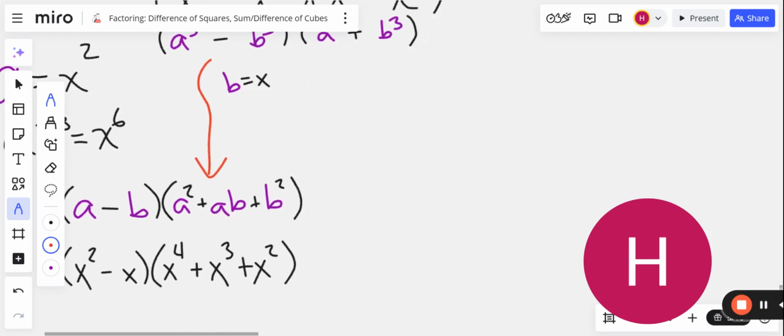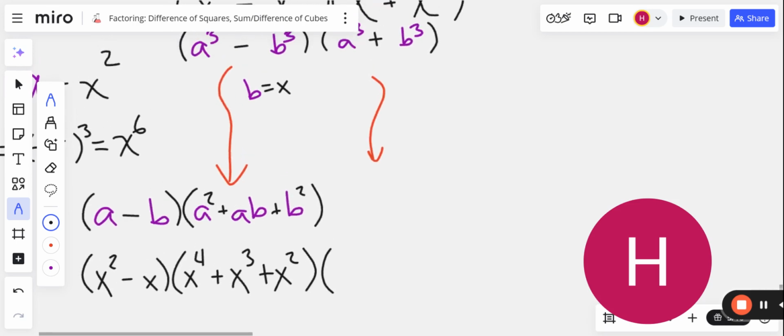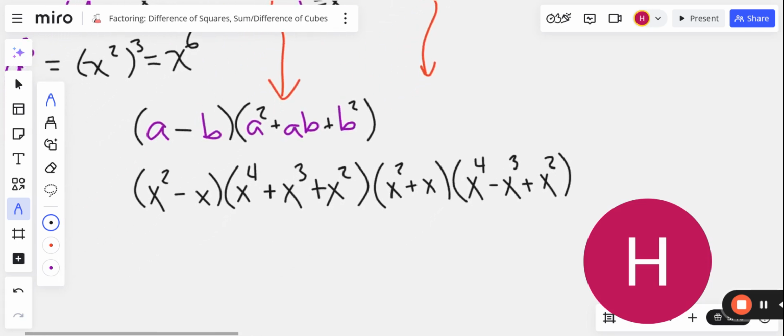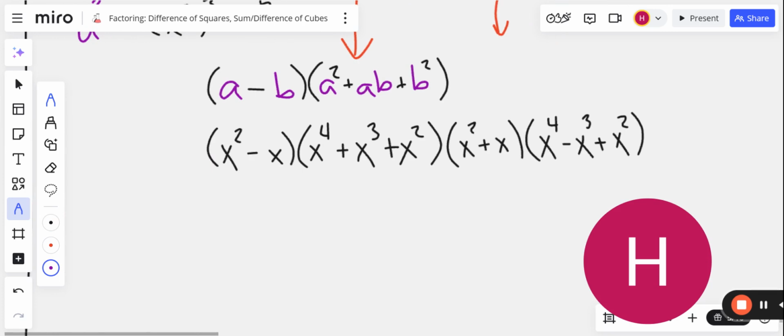Now let's do the same thing for this sum of cubes. I'm going to skip down to the bottom right away. A sum of cubes is going to be a, which is x squared, plus b, which is x, times a squared, so x to the fourth, minus ab, so x squared times x, that gives me x cubed, and then plus b squared, which is x squared. This is the factorization, and if you notice, they all have GCFs in them.